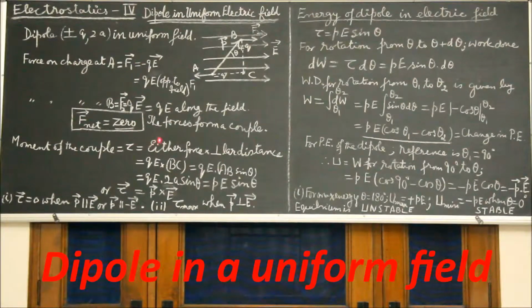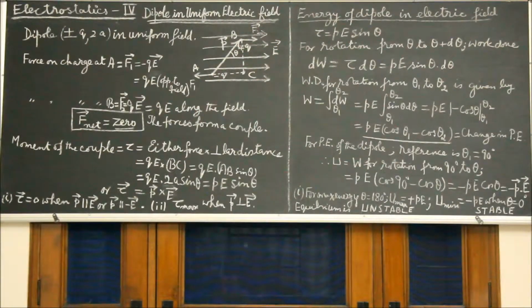However, the forces being equal, unlike and opposite, they form a couple. The moment of the couple is given by either of the forces multiplied by the perpendicular distance, either of the forces because the two are equal. So the force QE into the perpendicular distance between the forces, that is BC. QE into BC. BC is AB sine theta, as you can see from the diagram, or 2A sine theta.